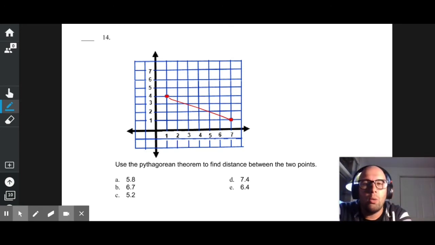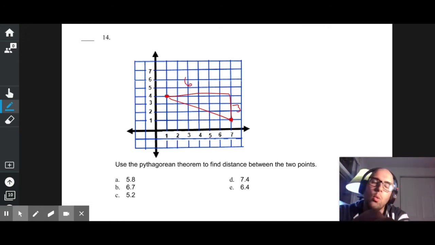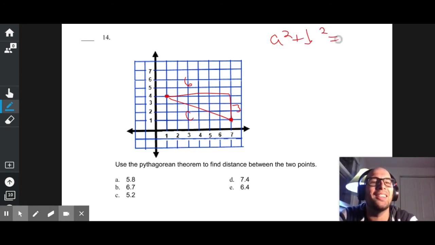If it's horizontal and vertical like this guy, I can. I know that's 3 because I can count up 3 blocks. This is between 7 and 1, so it's going to be 6, and if I count it over, 1, 2, 3, 4, 5, 6, I can actually count the blocks. When it's diagonal, I can't. I can estimate, but who wants to estimate when you can actually do some math? So I have to find C, the longest side. I'm going to write out my Pythagorean theorem because it told me to. A squared plus B squared equals C squared.